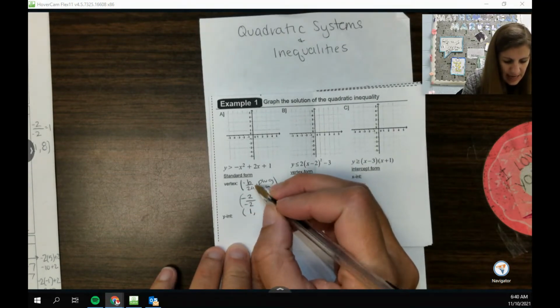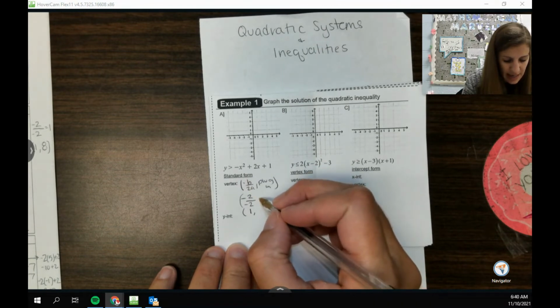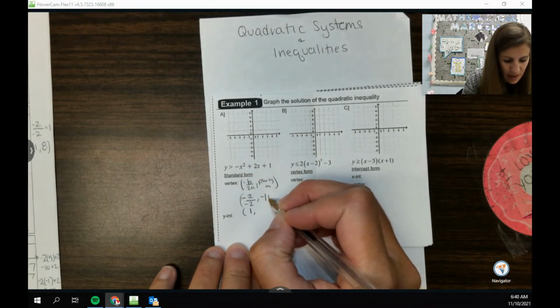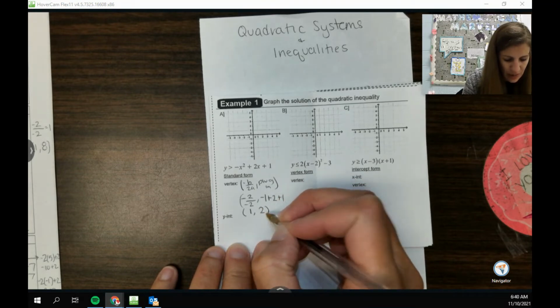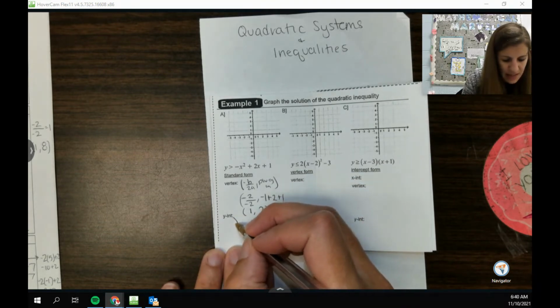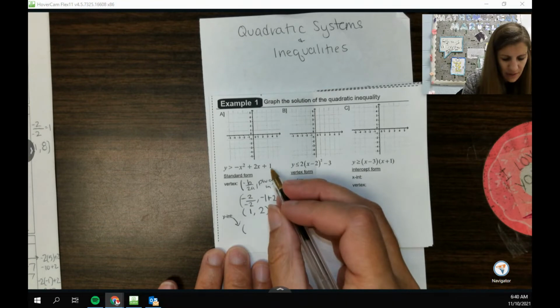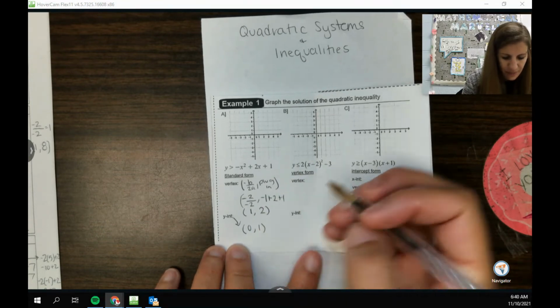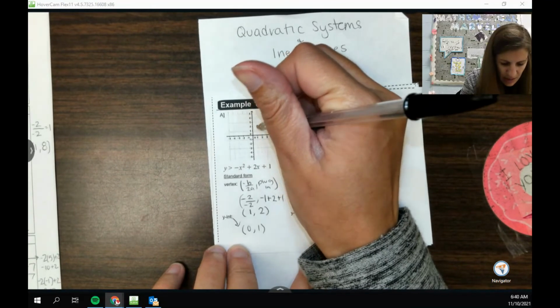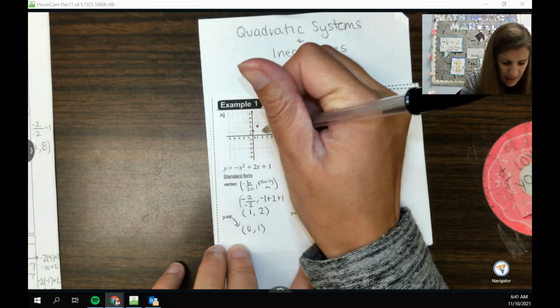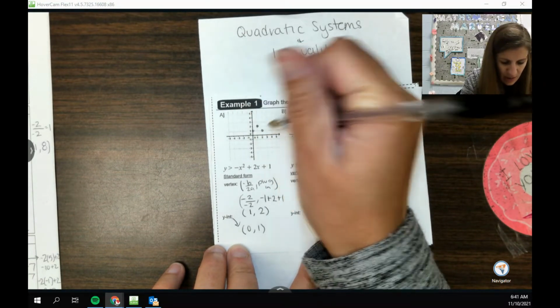When I plug the 1 in, 1 squared is 1 with a negative is negative 1. 1 times 2 is 2 plus 1, so all that is 2. And then when I'm in standard form, the y-intercept is really easy to find. It's just that last number there. So we can plot our vertex. We can do our slope, which also happens to get me my y-intercept.